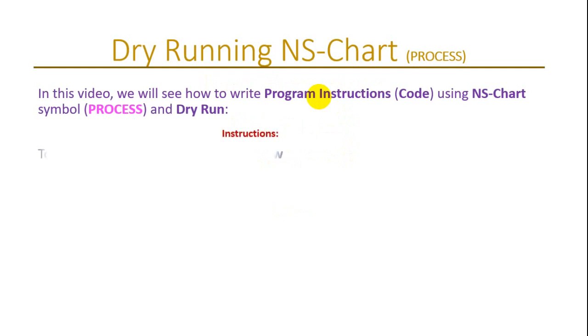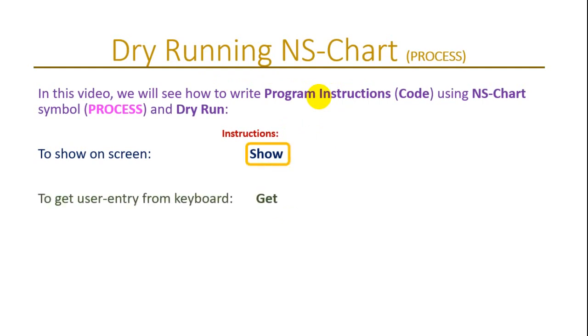Okay, so the instructions we have looked at so far that we decided to use in our NSChat are show and get: get to get from the keyboard, show to show on the screen, and finally to assign values to a variable you are going to use this arrow. So these are the three instructions we will be using in our NSChat.